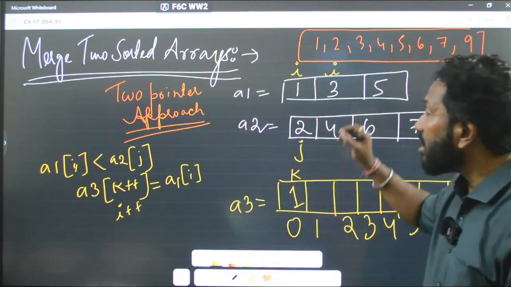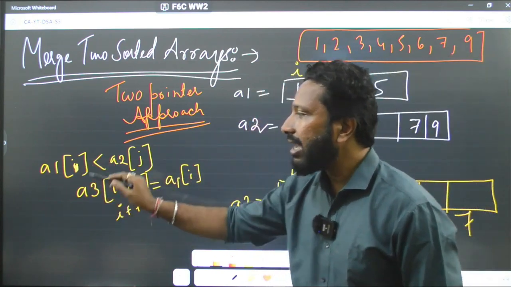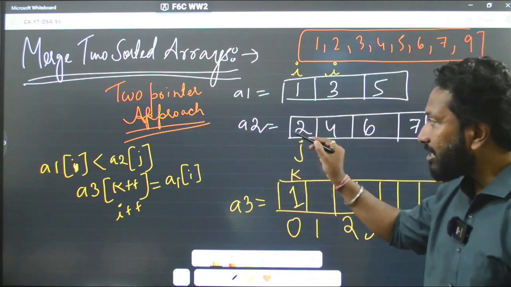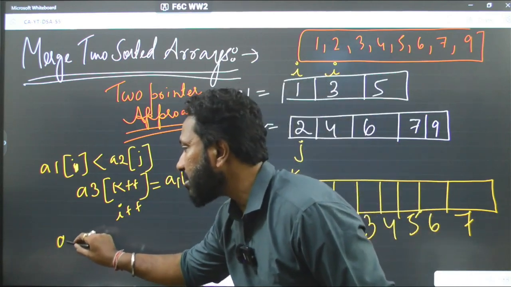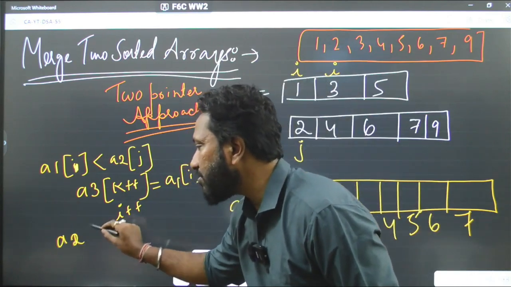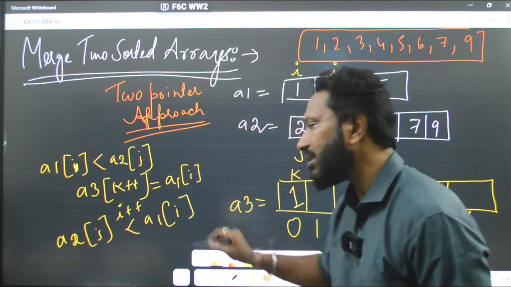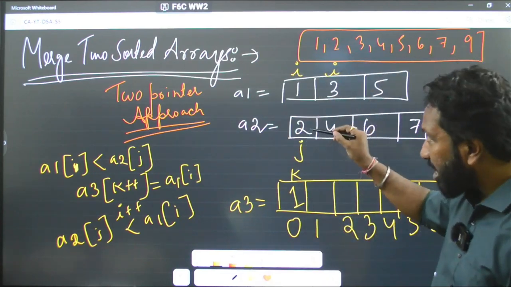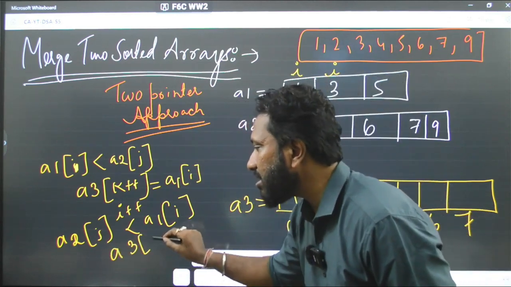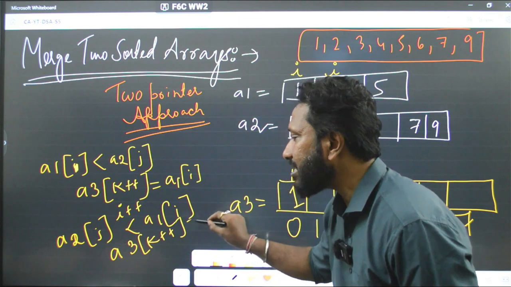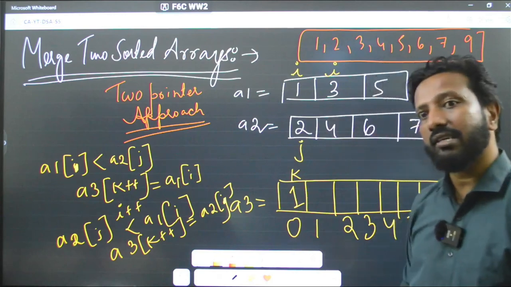And now check again, A1 of I, this is I, okay guys, A1 of I less than A2 of j? No. Then what will be the next one? A2 of j is actually less than A1 of I, the other one, correct? A2 of j is less than A1 of I. So, what will I do? I will store that element in the final destination array.